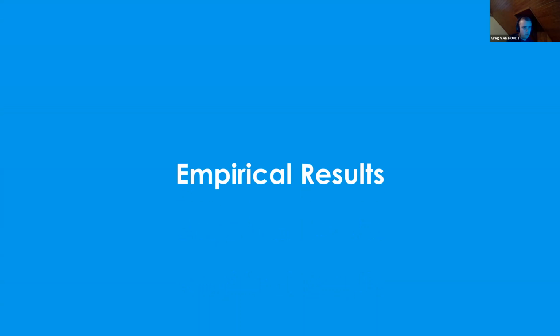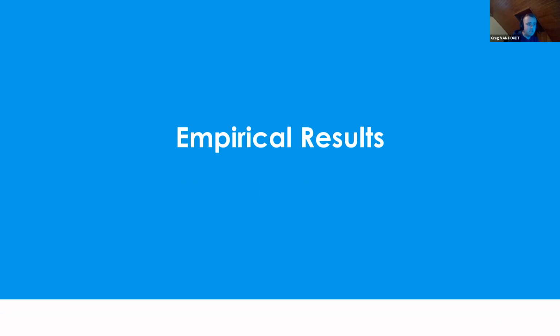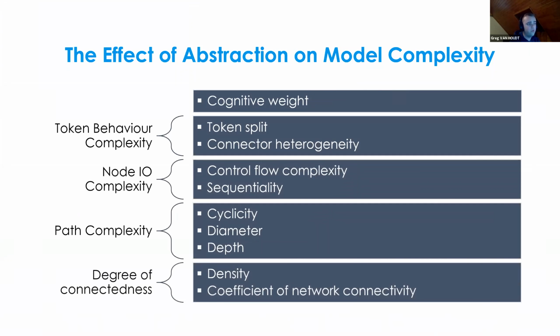Moving on to our empirical results then. Again, this study will focus on 2 aspects, trying to reduce the model complexity on the one hand, and trying to maintain fitness and precision on the other hand. So also our empirical results will be based on these 2 perspectives, starting with the effect of abstraction on model complexity. The 10 metrics that we have chosen for complexity are the following: cognitive weight, token split, connector heterogeneity, etc., etc. And previous research has actually shown that these metrics can be divided in 4 dimensions. Now, there are many more complexity metrics available in the literature than these 10, but these are the 10 that we thought suited best for our technique.